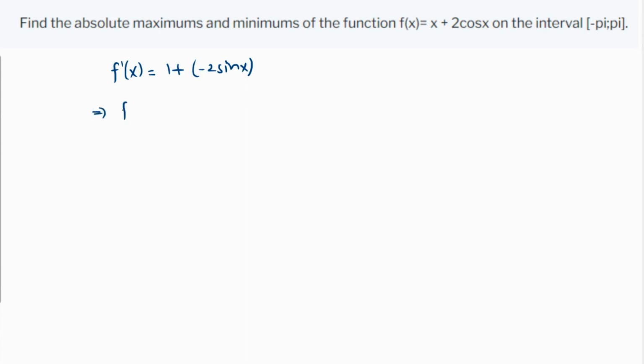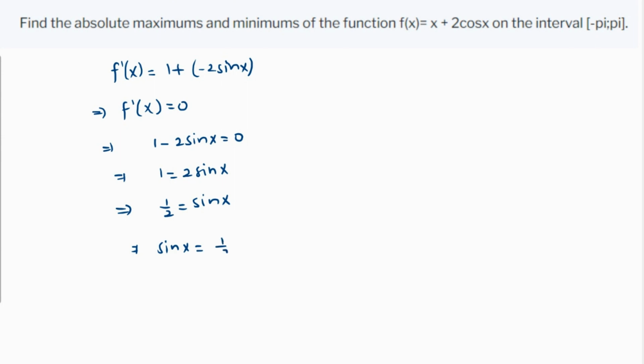And to find the maxima or minima, we equate the derivative to 0 to find the critical points. So that is 1 minus 2 sine x should be 0. This means that 1 should be equal to 2 sine x. Dividing both sides by 2, we get 1 over 2 is equal to sine x. This means that sine x should be equal to 1 over 2.